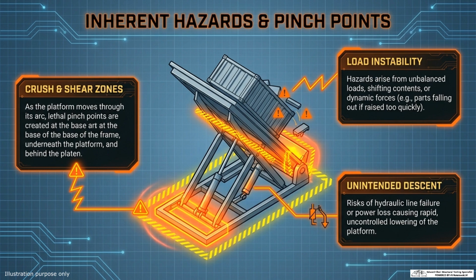Load instability is a second hazard category. Unbalanced loads, shifting contents, or parts falling out if the platform rises too quickly. And unintended descent, hydraulic line failure or power loss, causing rapid, uncontrolled lowering, is a third. The standard addresses all three. Guards, velocity fuses, and control design exist because of what we just described.